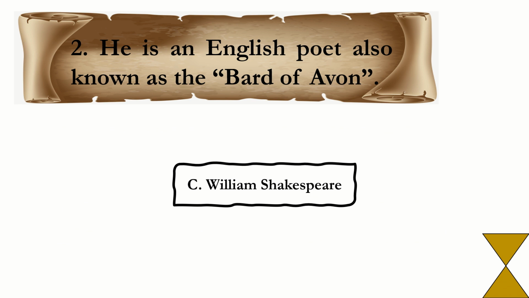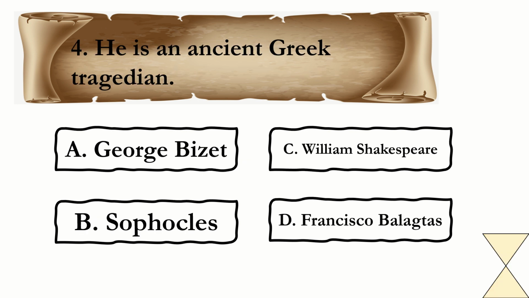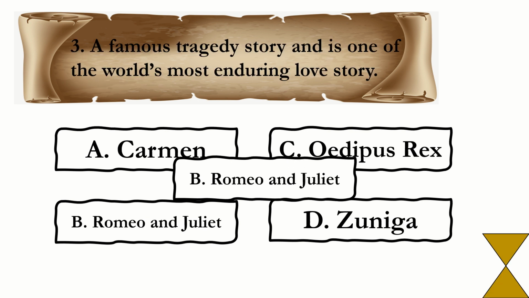William Shakespeare. 3. A famous tragedy story and is one of the world's most enduring love stories. A. Carmen, B. Romeo and Juliet, C. Oedipus Rex, and D. Zuniga. The correct answer is Romeo and Juliet.